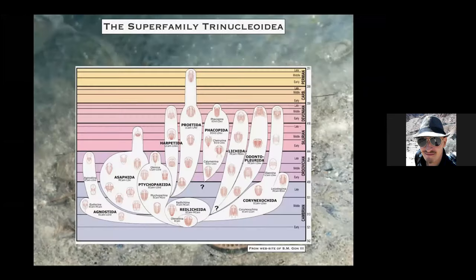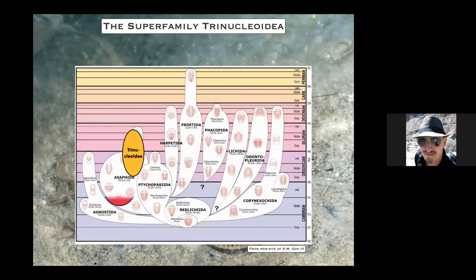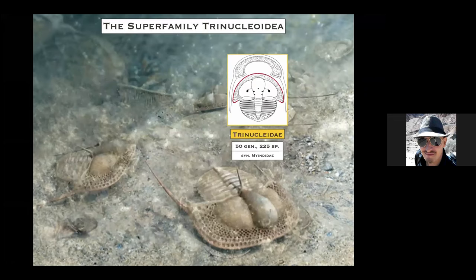Up to now, this group is considered as a superfamily of the order Asaphida, and in turn, this order is considered as arising from the paraphyletic order Ptychopariida. Presently, this superfamily is composed of five distinct families: the very successful Trinucleidae, which is characterized by a marginal facial suture and a perforated fringe, the bilaminar perforated fringe.